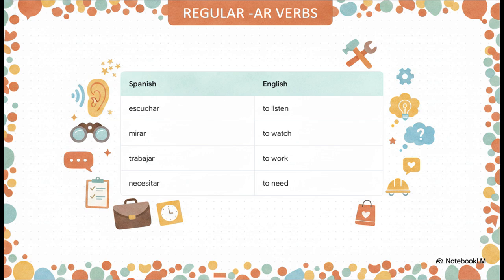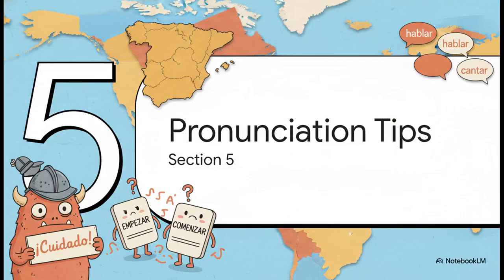And remember the beauty of this, because all 8 of these are regular R verbs, you can take absolutely any of them, chop off that R at the end, and just plug in those exact same endings we practiced with hablar. It's like magic. We are totally in the home stretch now. Section 5, pronunciation tips and tricks. Consider this the boss level of today's explainer, a quick cuidado or watch out warning before we finish up.